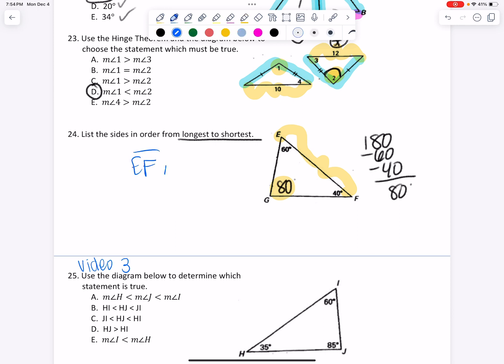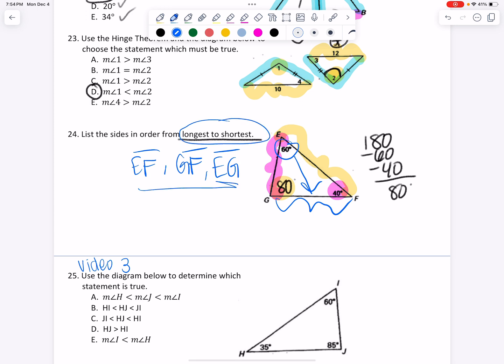Our medium amount would be across from the 60. That would be GF. It does not matter if you say EF or FE, GF or FG, that names the same segment. And then our smallest amount, our teeny tiniest amount, will fall across from the teeniest tiniest angle, which is 40 in this triangle, which is going to make that shortest side EG. Make sure you pay attention. It wanted longest to shortest. So that would be my list of the sides.